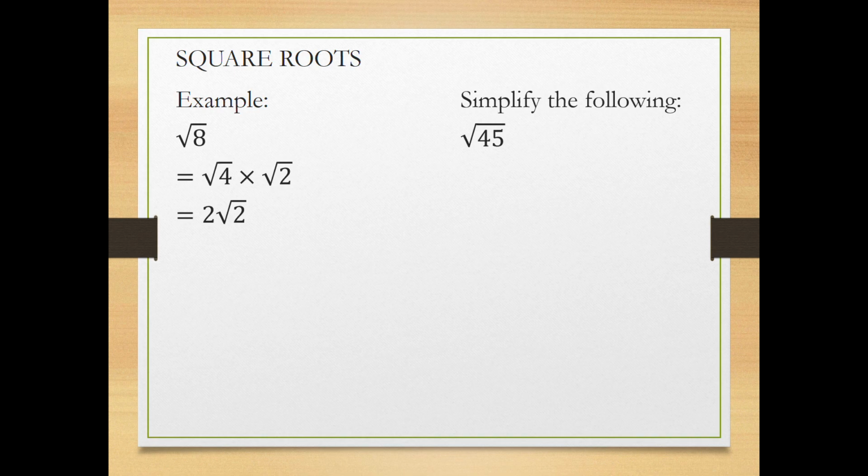Right, so simplify the following. Square root of 45, how can I write that with a perfect square? I can write it as 9 times 5. And then if I square root the 9, I'm going to get 3 square root 5, because 5 can't be square rooted. So if they do ask for it in surd form, that's the way that you would do it.